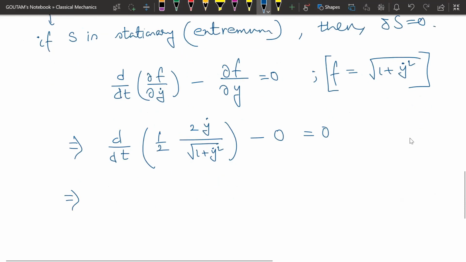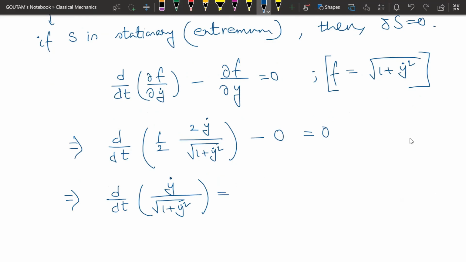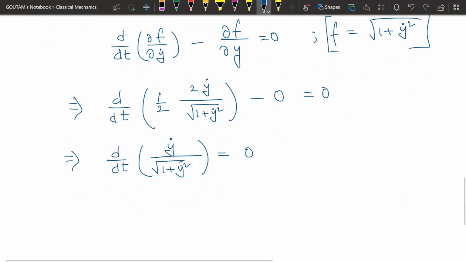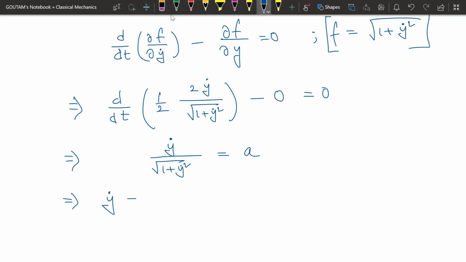So we will get d/dt of ẏ root under 1 plus ẏ square equals to 0. Sorry, it will be 0. So if it's 0, we know that the derivative of a constant is 0. In that case, this term inside the derivative will be a constant. Let's define it by a. In that case, we will get ẏ equals to a root under 1 plus ẏ square.